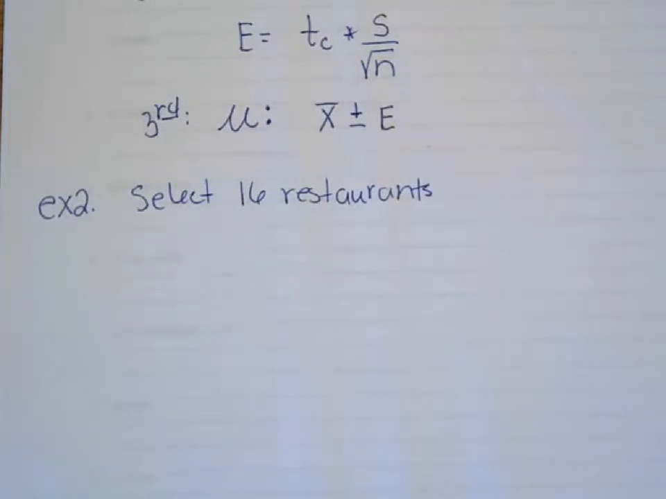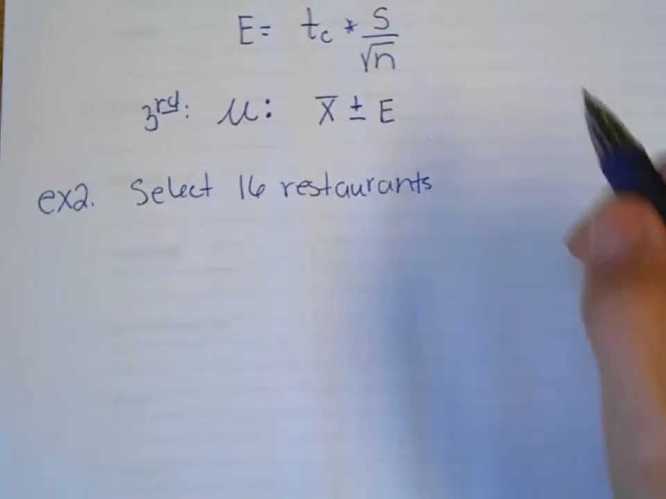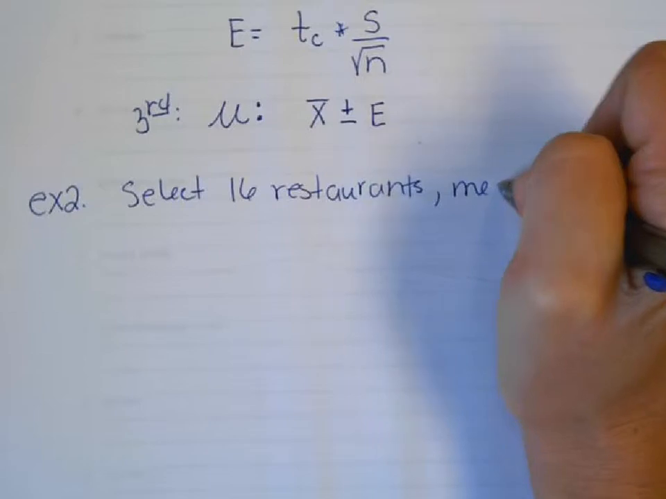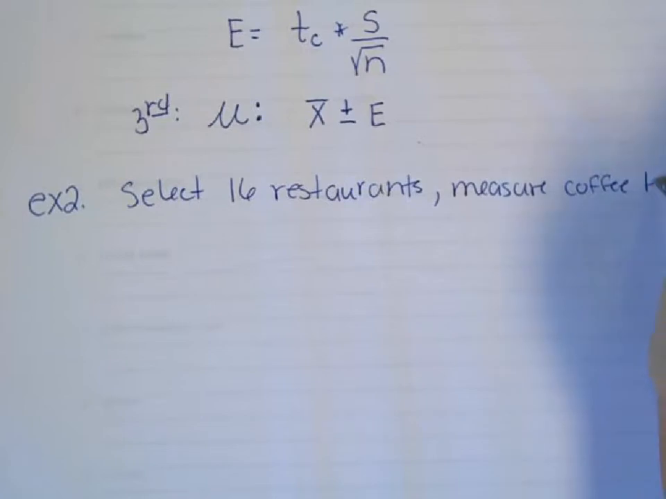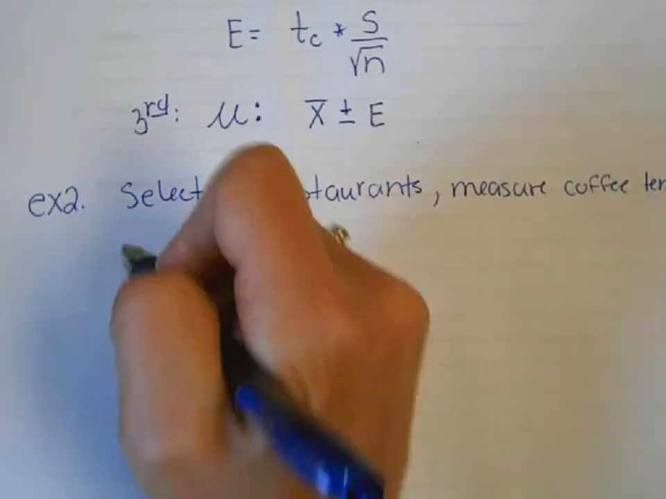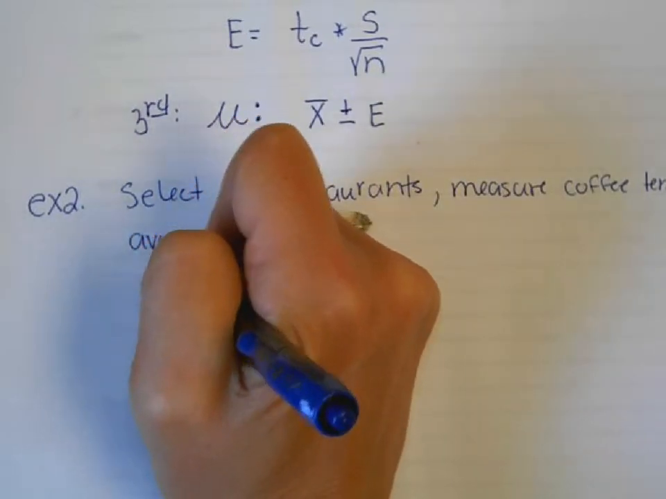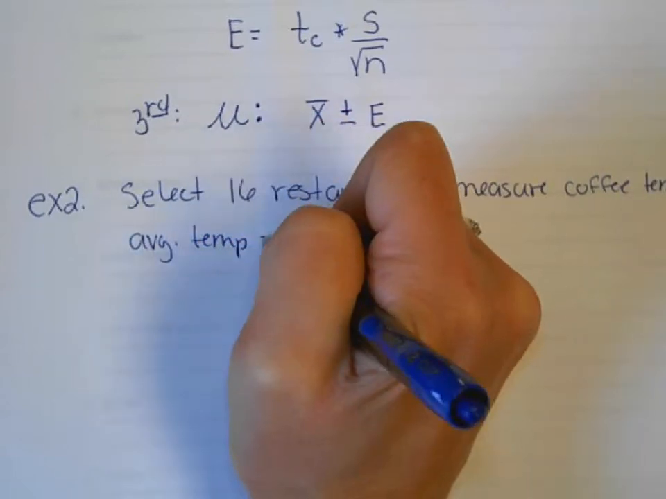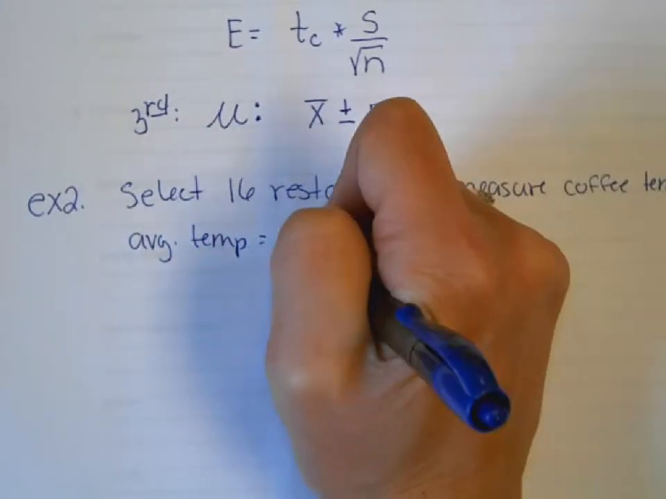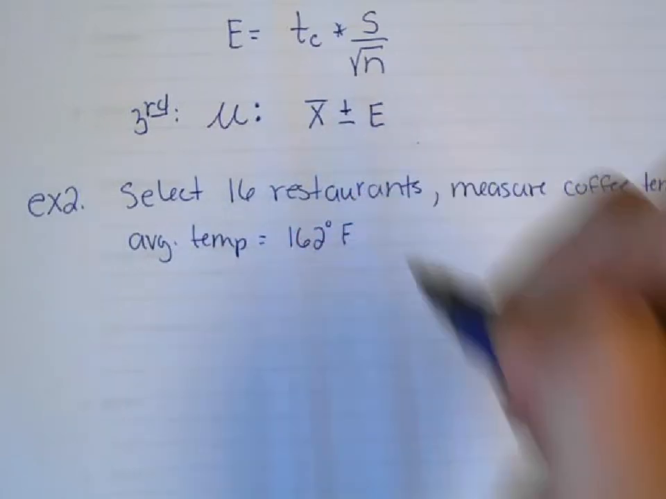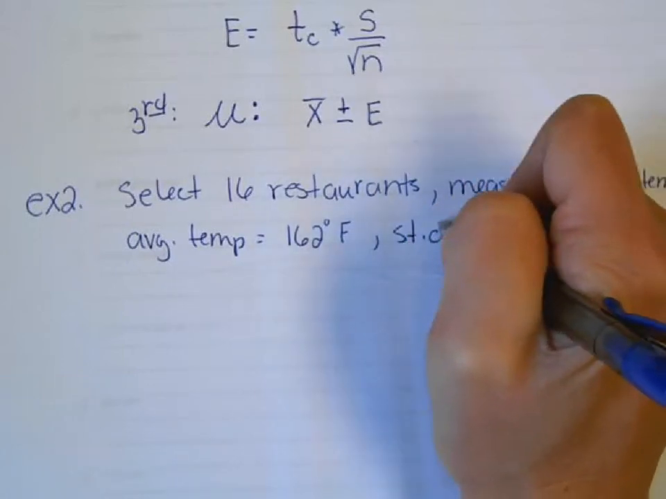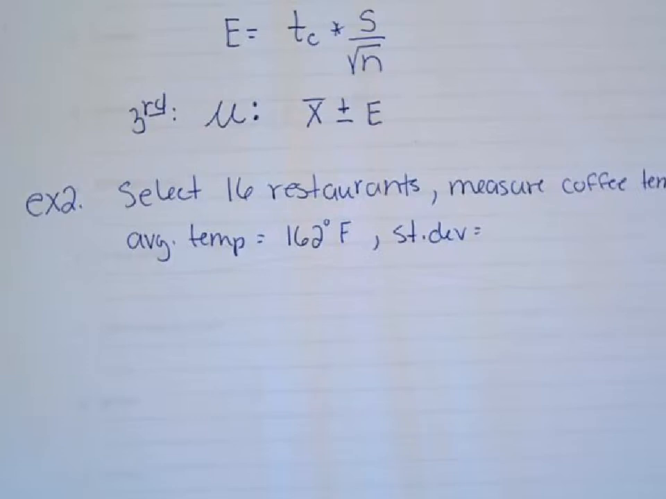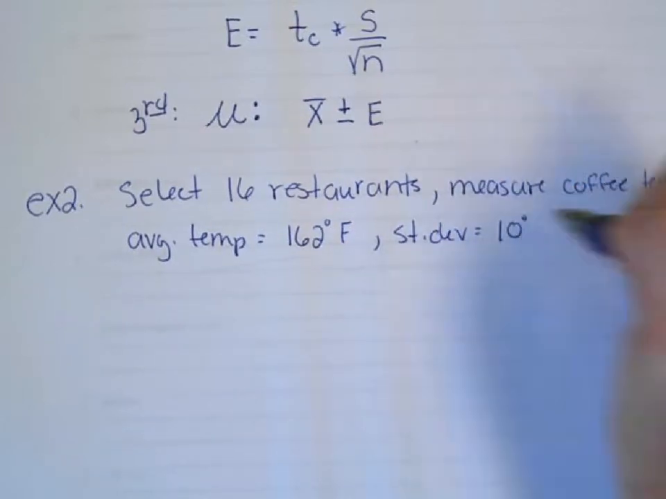And we are going to measure the temperature of the coffee that's delivered to the table. Measure the coffee temp. Okay, we find that the average temp was 162 degrees Fahrenheit. Standard deviation. I feel like that's really tough. 10 degrees. I don't think so.